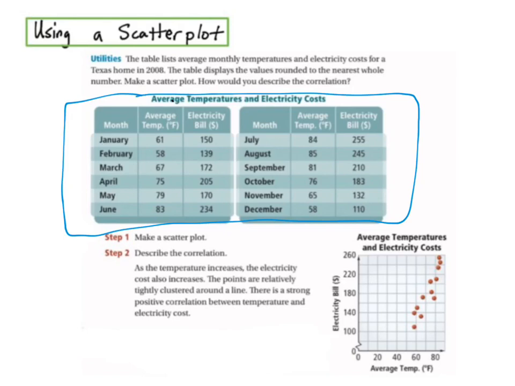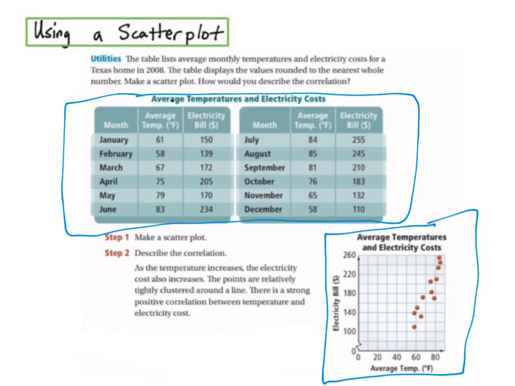So they've got information for the average temperature, the month, as well as the bill. And so we're going to look at comparing average temperature to the electricity bill, and then we're going to create a scatter plot from that. And this is just an example. It's already been done for you. This is the scatter plot created. And then they ask to describe the correlation.